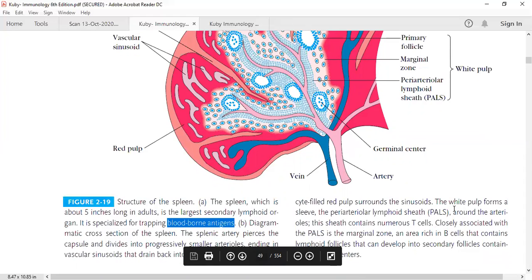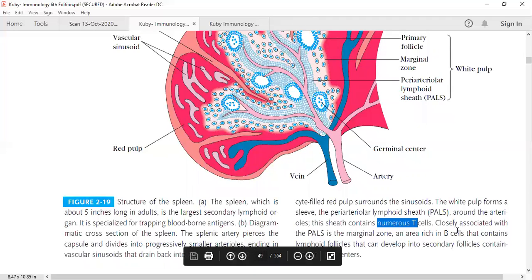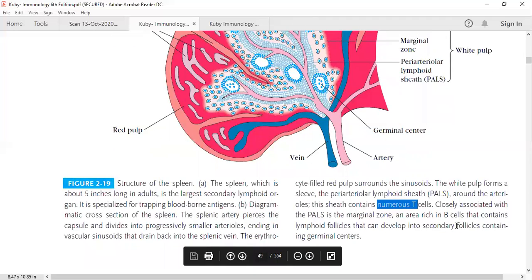It is also written here that the pulp contains numerous T cells. But it does not mean the B cells are absent, right? Actually, the T cells are more abundant. Otherwise, all the lymphocytes are present in the primary and secondary lymphoid organs.